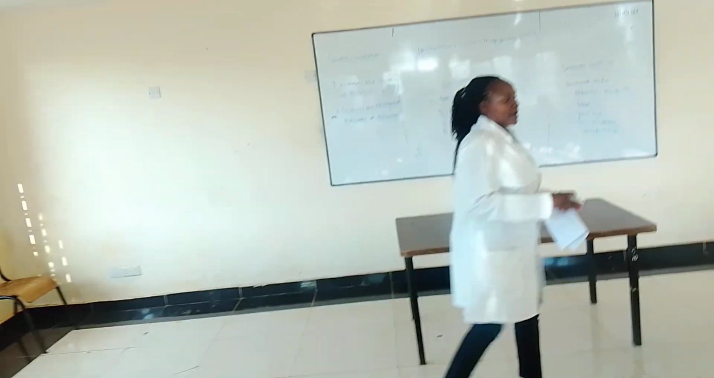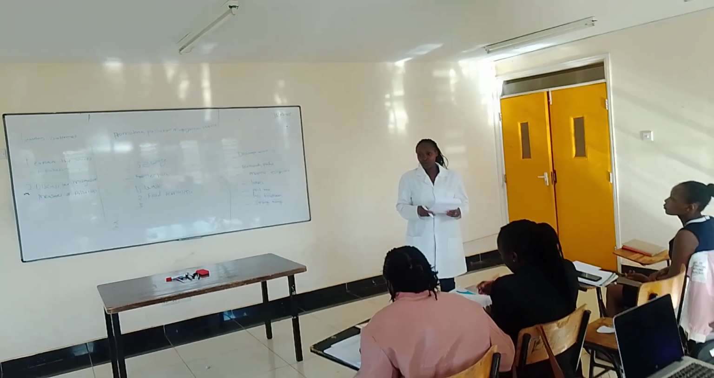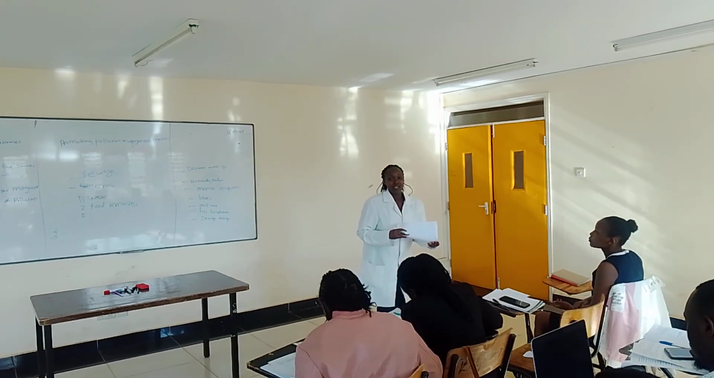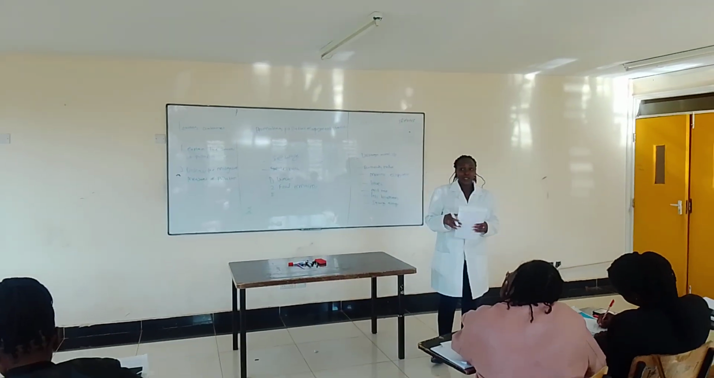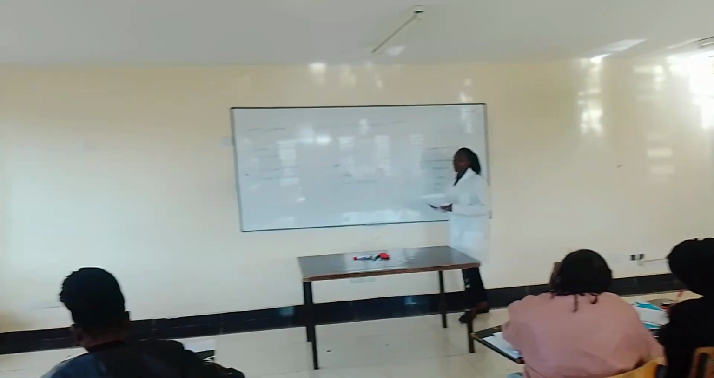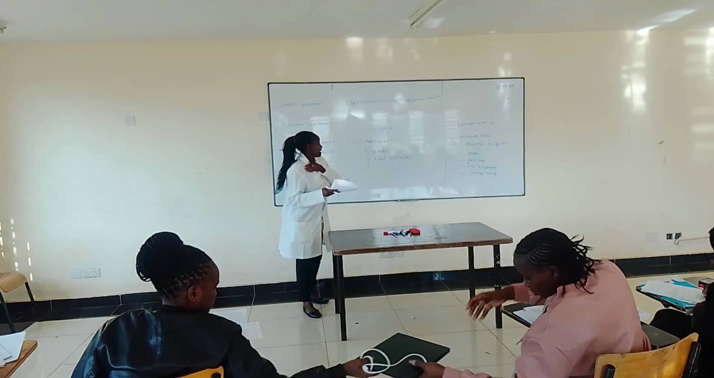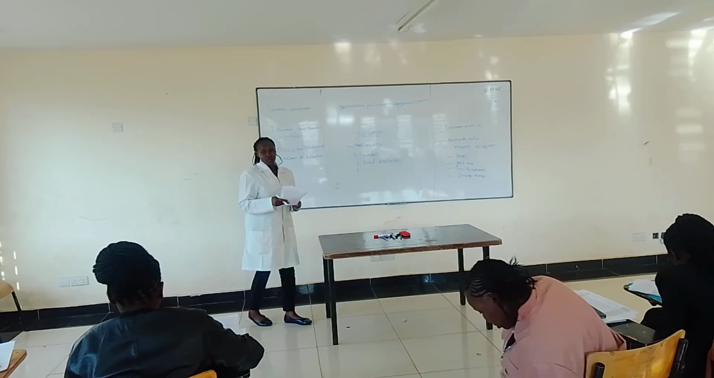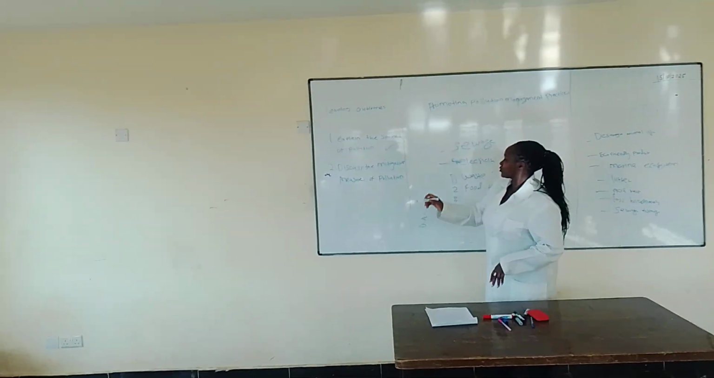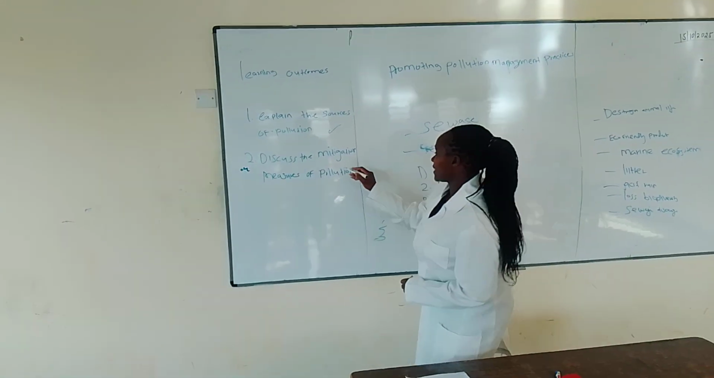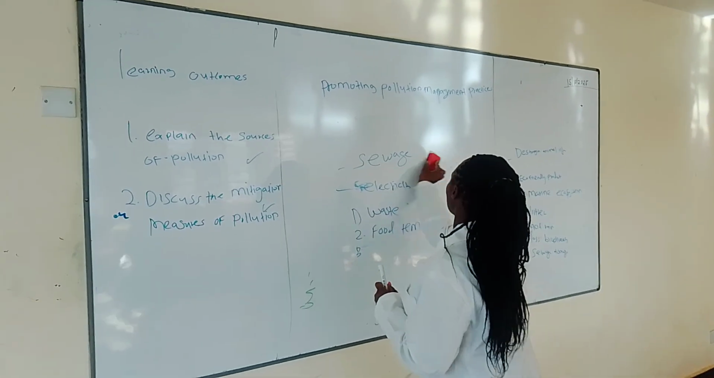At least mention one source of pollution. At least tell us one source of pollution. Wastewater. Yeah, wastewater, maybe from bathrooms. Vehicle emissions. Yeah, vehicle emissions are sources of pollution. Very good. Next person, Maggie. Food remains. Yeah, food remains are sources of pollution. I can see you understood that. So we are going to deal with the next learning outcome, which is mitigation measures of pollution.